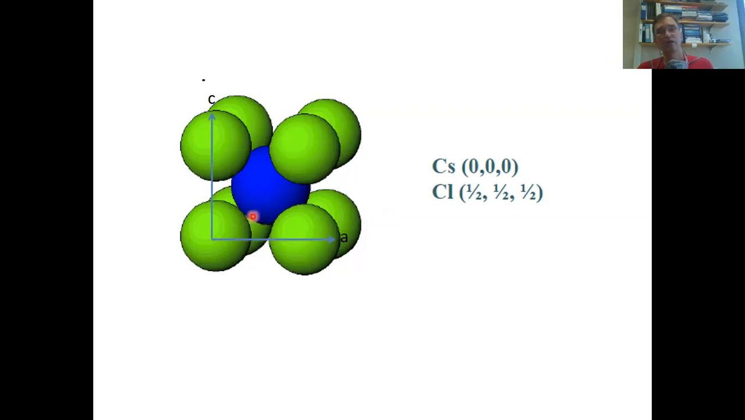So the chloride sits in the body center. So we can describe the fractional coordinate by a half, a half, a half, because we have to go half into A direction, half into B direction, and half into C direction in order to arrive at the center of the unit cell.